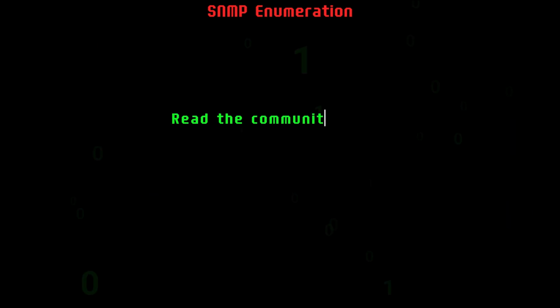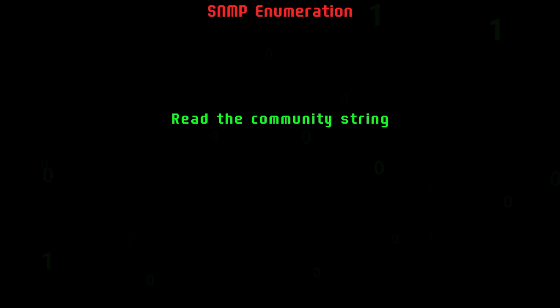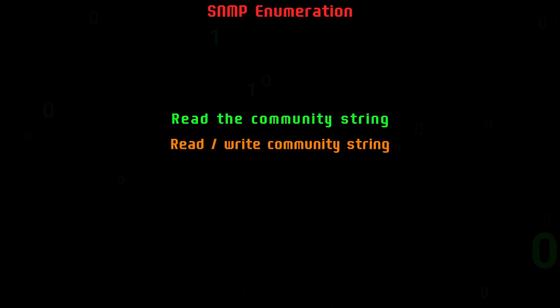SNMP stores two passwords. Number 1, the read community string. By default, it is public and allows viewing of device system configuration. Number 2 is the read-write community string. It is private by default and allows remote configuration editing.